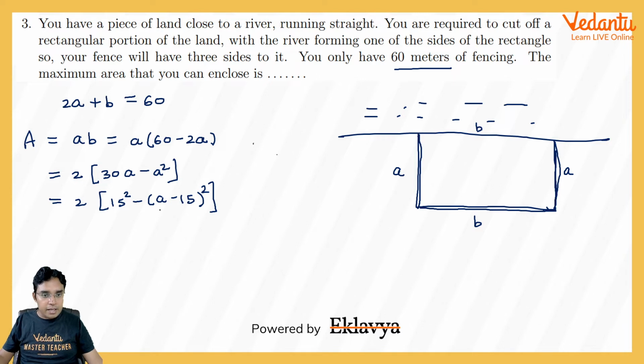Okay, now you can see this is a perfect square, so it has to be positive or the minimum value will be 0. So from this I can say my area maximum would be when a is equal to 15.